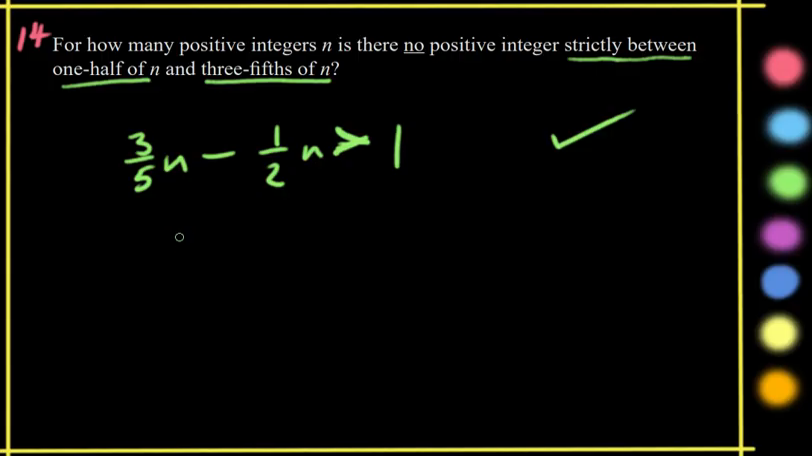So that means we can't count any of those ones. And so we have to count the ones where 3/5 of n minus 1/2 of n is less than or equal to 1. And so you can figure out pretty quickly that n is less than 10.